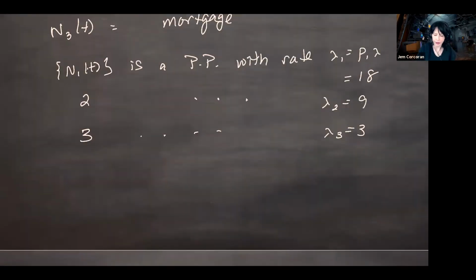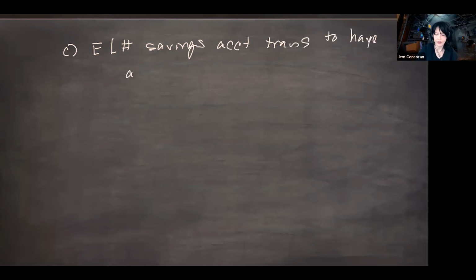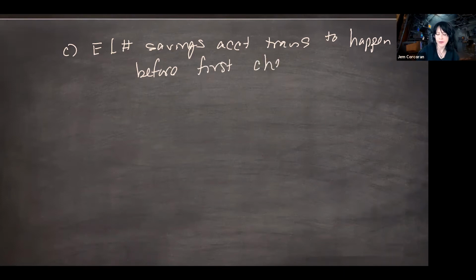And anyway, my question was about C: the expected number of savings account transactions to happen before the first checking account transaction. So there's many ways you can do this. And some of you have talked to me already about some common sense approaches, which I think were well explained, and I will take it.